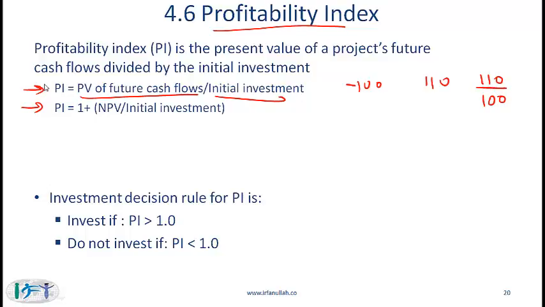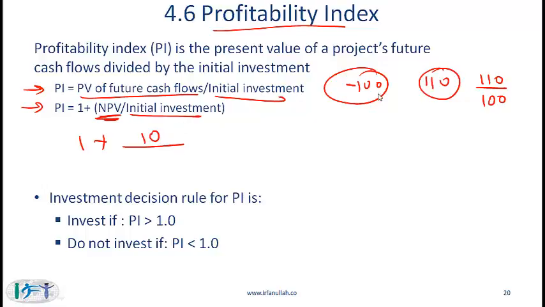Notice that the second expression here is mathematically identical. Here we say that the profitability index is 1 plus the NPV divided by the initial investment. If your investment is 100 and the present value of future cash flows is 110, that means the NPV is 10 divided by the initial investment, which is 100. So here again we will get 1.1.